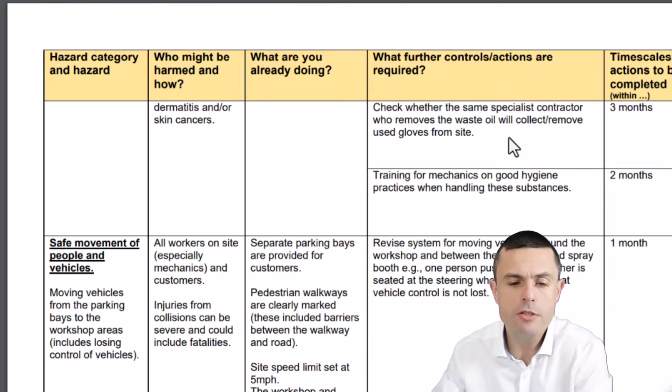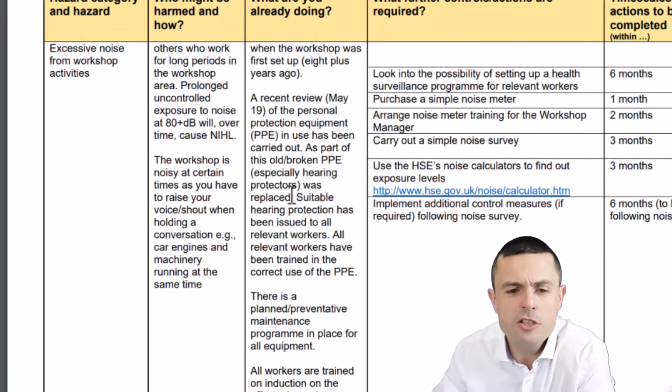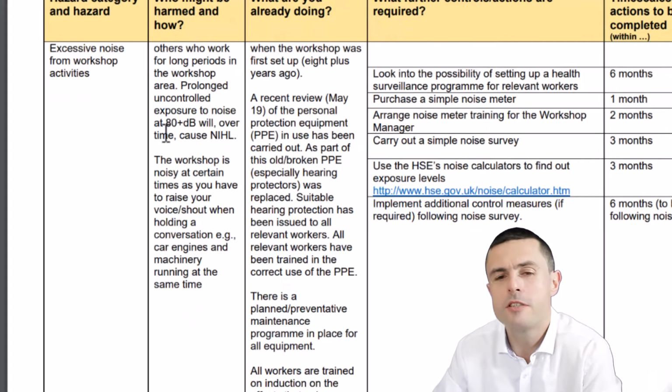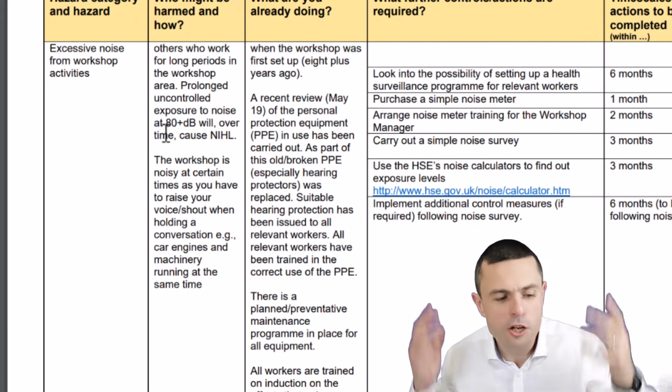Notice how these controls are quite descriptive. Here, it doesn't just say PPE for noise. Yeah, that would be a bit vague, wouldn't it? Like, what type of PPE? Is it gloves? Do I shove a glove in my ear? Like, say so. Ear protection, earmuffs, earplugs. Try and describe what that is.